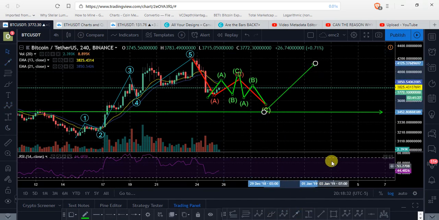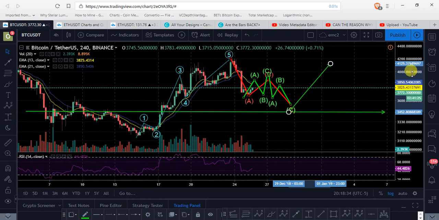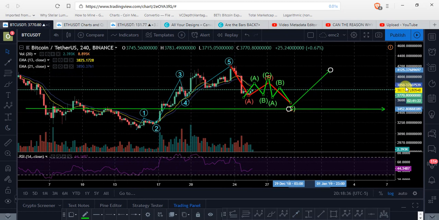This is my own opinion, right? Don't trade based on what I'm doing right now. So this is just to analyze the market and to understand what's going on. Because if you don't understand what's going on, most likely you're going to sell around this area, this massive down.